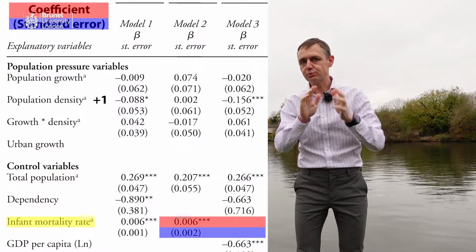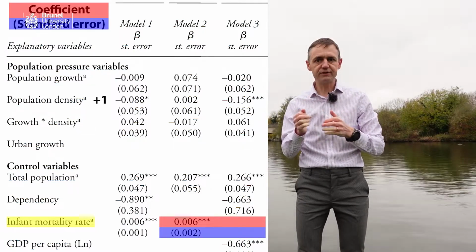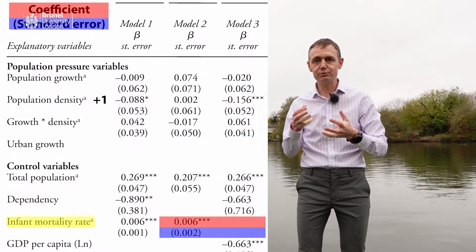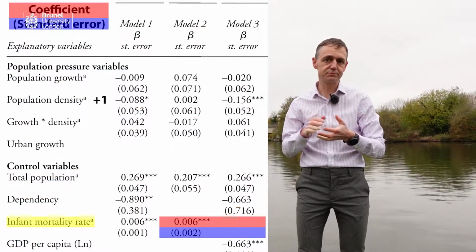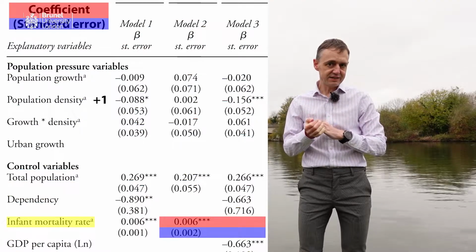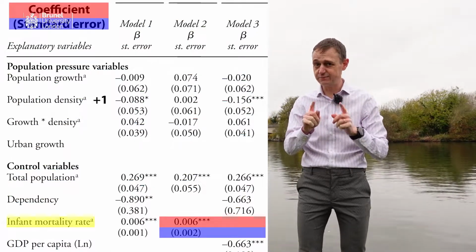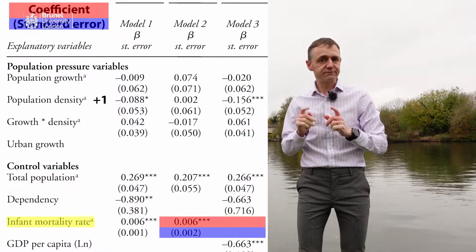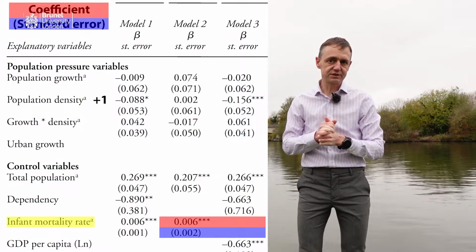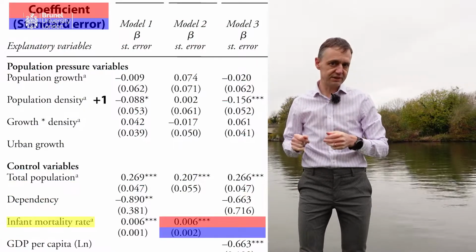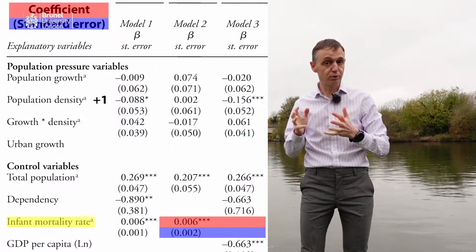And that's what we do with modelling. We put different variables in and pull them out and see which ones have statistical significance most consistently. In this case, population density is not consistently significant, but infant mortality is. So if you want a variable that gives an indication of the risk of armed conflict, don't look to population density, but look to infant mortality.